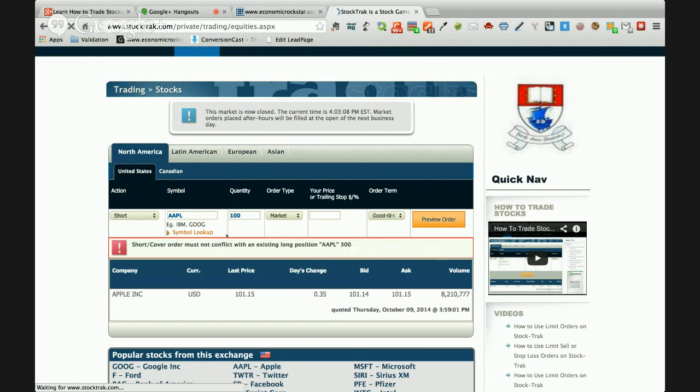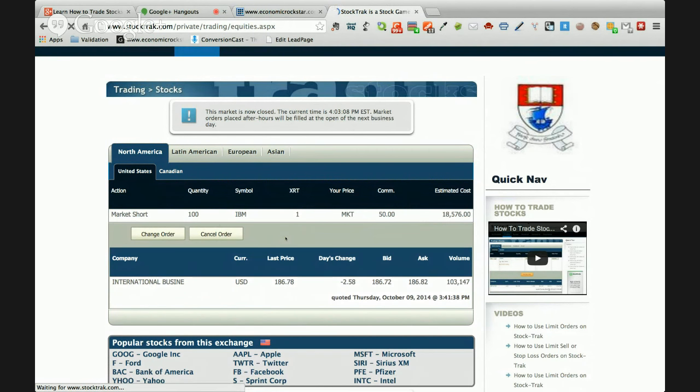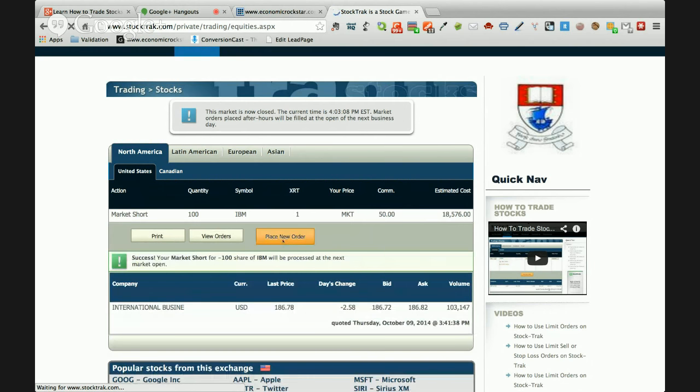Short this. Okay, I currently have a long position in Apple, and for some reason they're not allowing me to short that stock. So I'm going to choose another stock. We'll go with IBM, since the ticker symbol is given. If you're unsure of the ticker symbol, you need to look it up here, and you can type in the actual stock name. I'll do that in a moment. The ticker for IBM is IBM. They're allowing me to short 100 shares of IBM at $186.78, and that's a success.